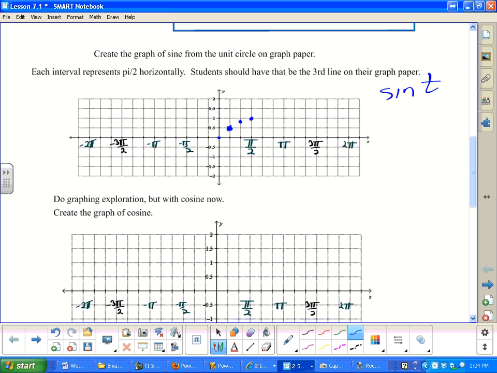How about 2 pi over 3 then? What is it? 0.866, square root of 3 over 2. At 5 pi over 6, what is it? 1/2. At pi, it is 0. Right now I should have those dots on my graph. Is everybody okay with that?